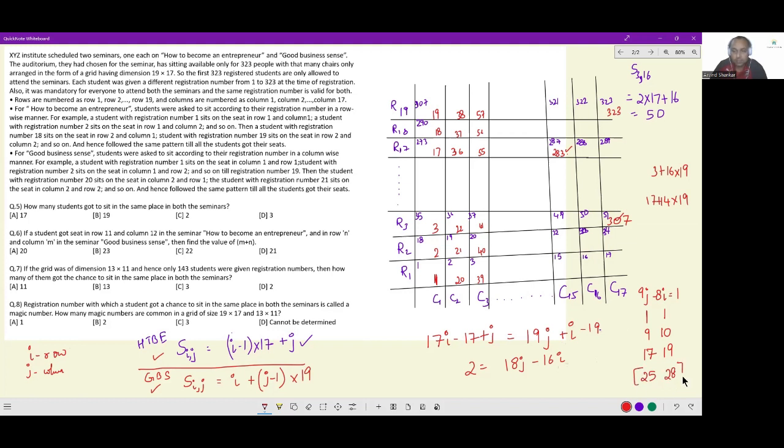Can you see this is not possible at all? Because j was supposed to be column number, i was supposed to be row number. Row can go up till a maximum of 19, and column can go up till a maximum of 17. So these three are possible solution sets for j and i, and they are also the possible row and column numbers for the three people who get the same seat in both the seminars. The answer to the question has to be option D, 3.